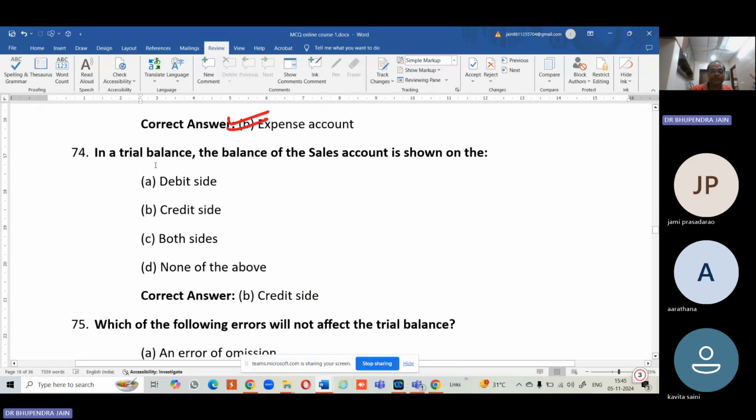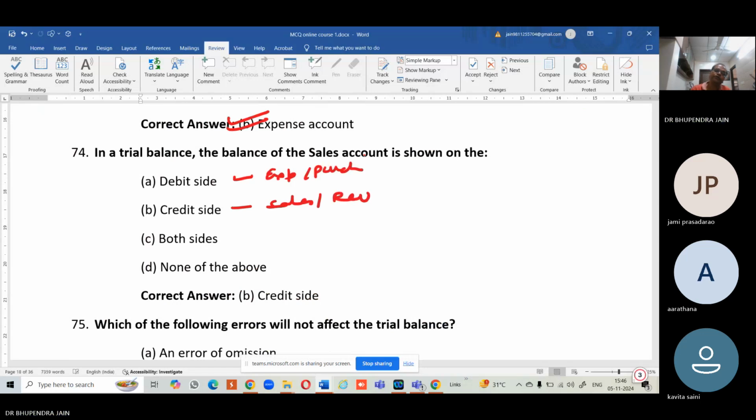In the trial balance, the balance of expenses or purchases is shown on the debit side, and sales and revenue on the credit side. So correct answer is the credit side.